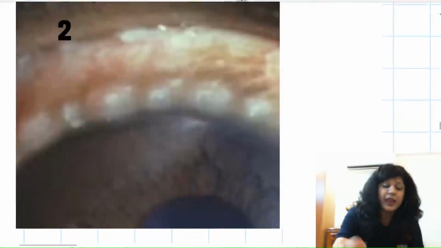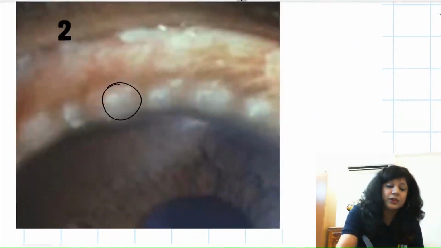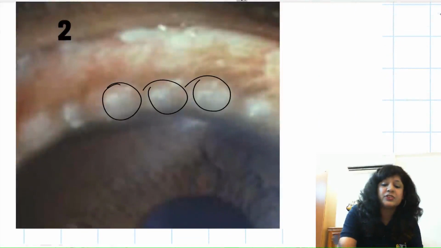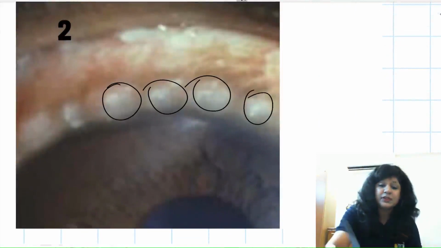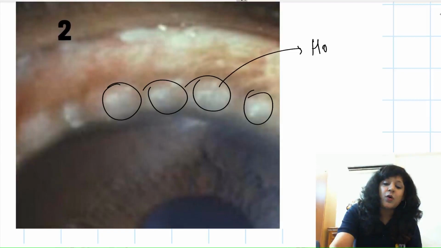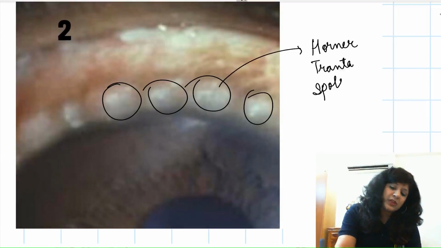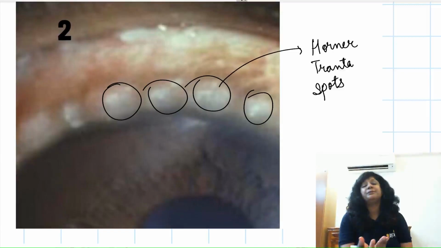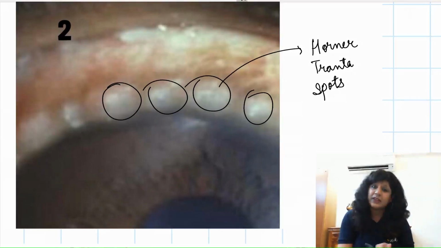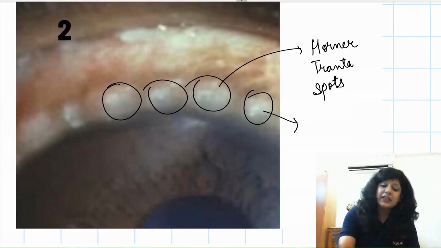Then we can also get the grayish white spots. These grayish white spots that you are getting on the outer side of the limbus, these are actually called as the Horner-Trantas spots. Horner-Trantas spots. Sometimes they even call it as just the Trantas spots. NEET people are very fond of asking this. They are grayish white in color, and basically they are showing the collections of the eosinophils.